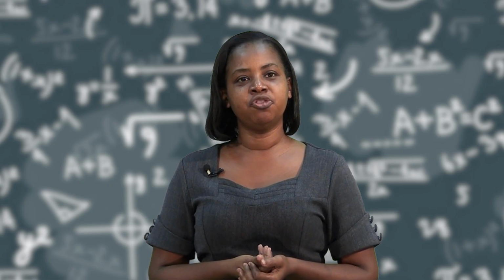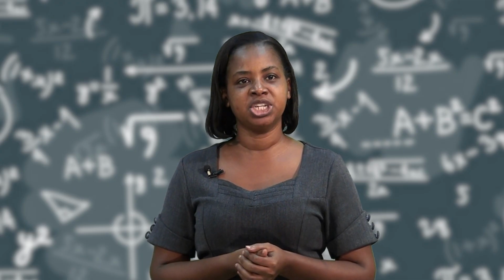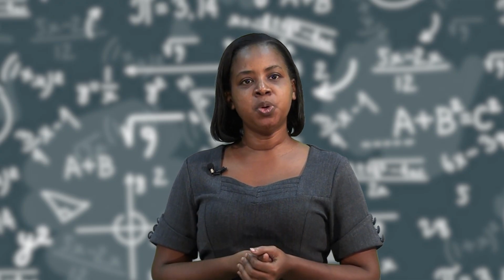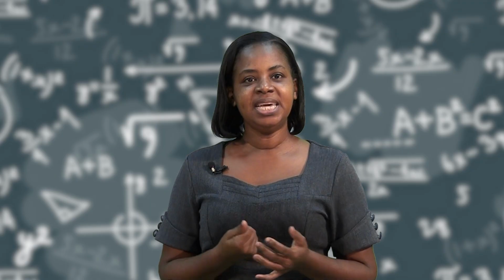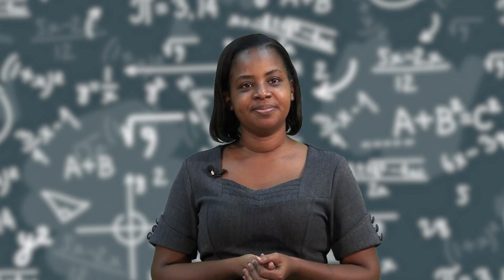Here is another one for you to try on your own, boys and girls. Transpose the formula A is equal to b multiplied by h, all divided by 2, for h. What did you get as your answer? Let's see if you are correct.